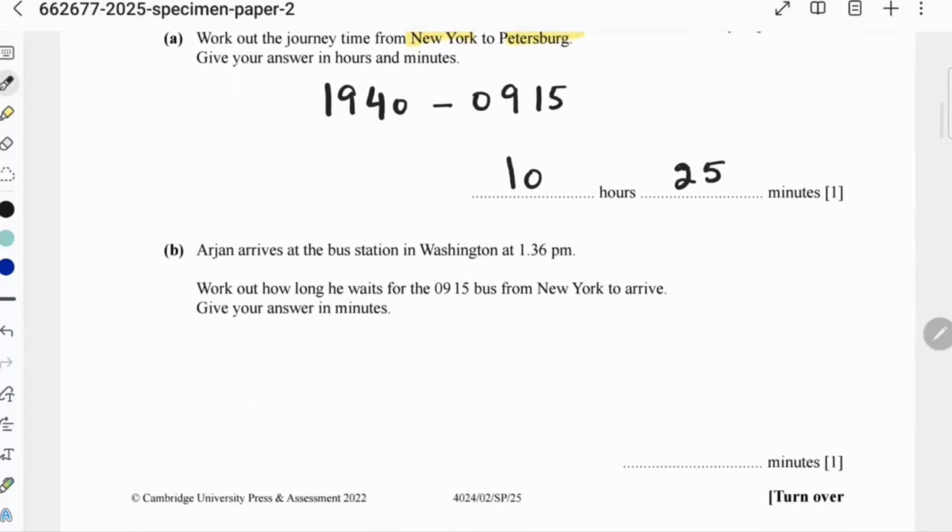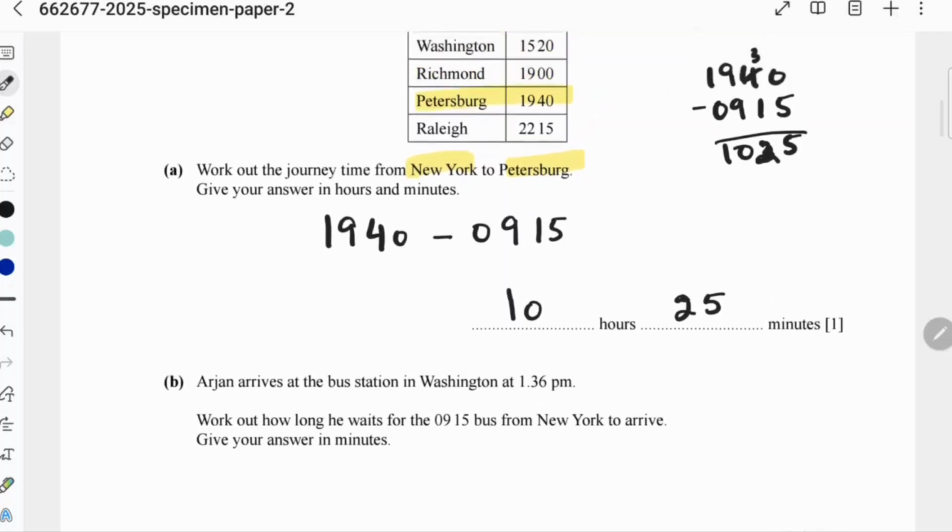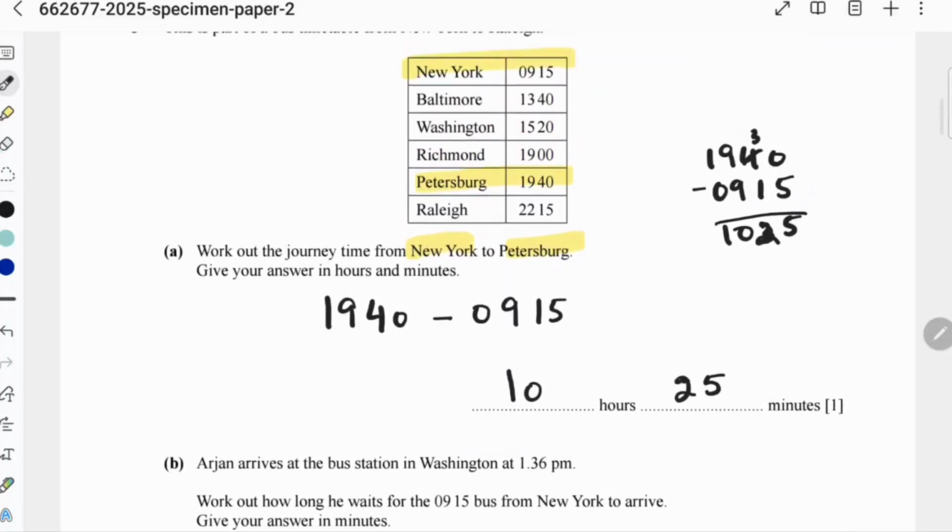The next question is, Arjun arrives at the bus station in Washington at 1:36. Work out how long he has to wait for the 9:15 bus from New York to arrive. Give your answer in minutes. So it means 1:36 p.m. he arrives at the bus station in Washington. And whenever we look at the timings for Washington, the timing is 15:20.